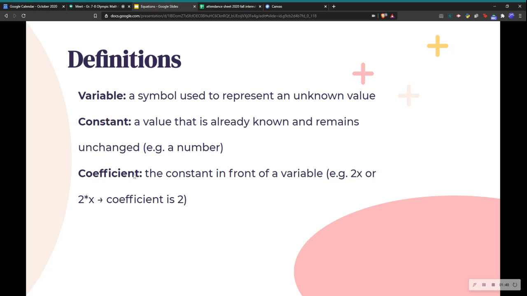And then our third definition is a coefficient. A coefficient is a constant that's in front of the variable, a constant paired up with a variable. For example, we could have 2x. So 2x would be 2 times x. If you have a constant and a variable right beside each other, that means you're multiplying them. And the coefficient here is 2. Any questions about these definitions? No questions. All right, that's good.